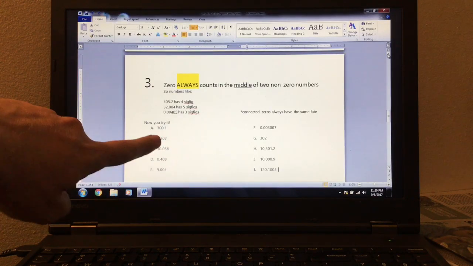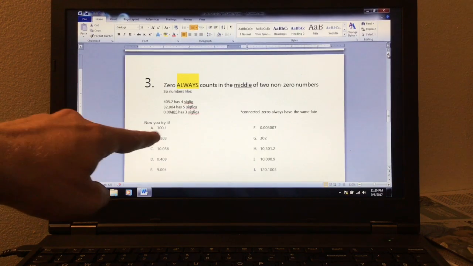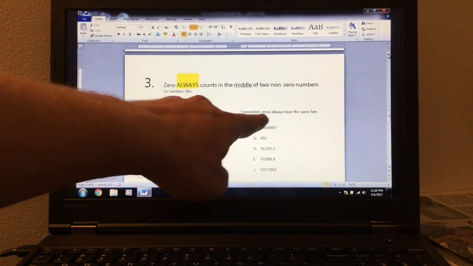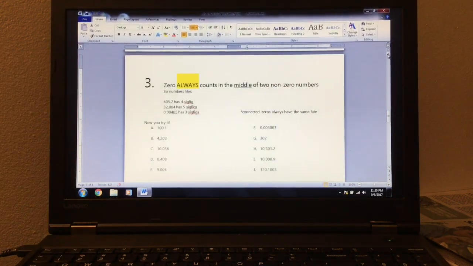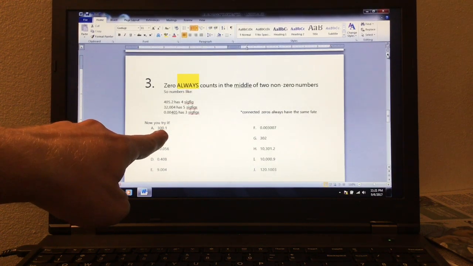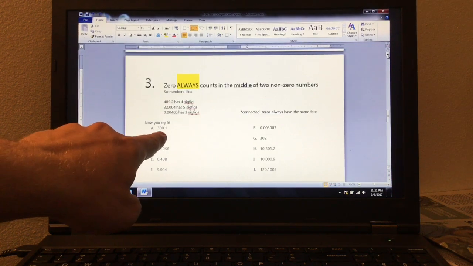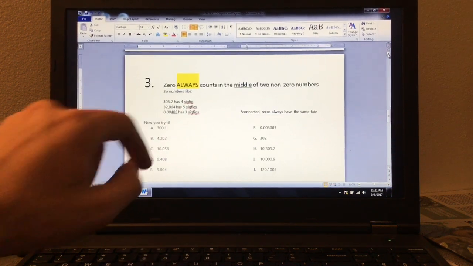So now it's done. 300.1. Those two zeros are both in the middle, and connected zeros always have the same fate, meaning both of those zeros are going to count or they're not going to count. Since there is a 3 to the left and a 1 to the right, those are both in the middle. That has 4 significant figures.